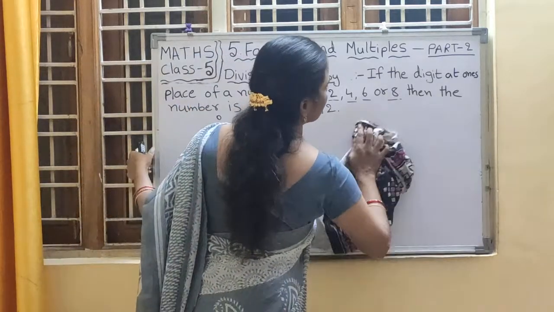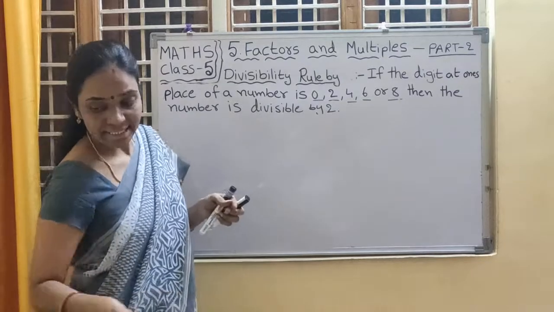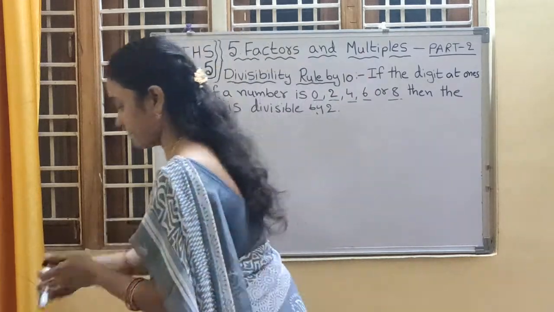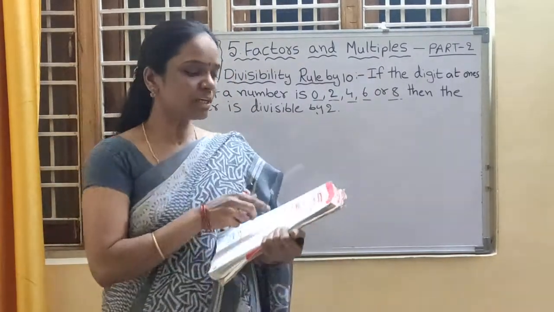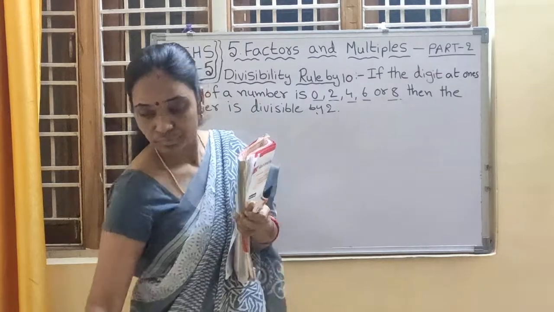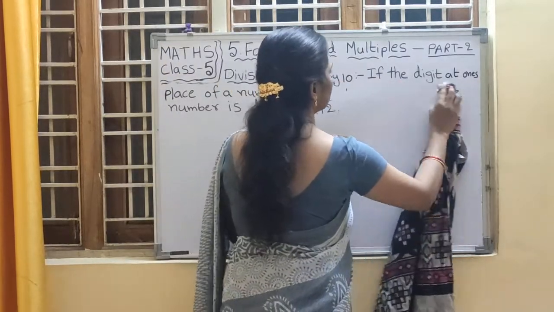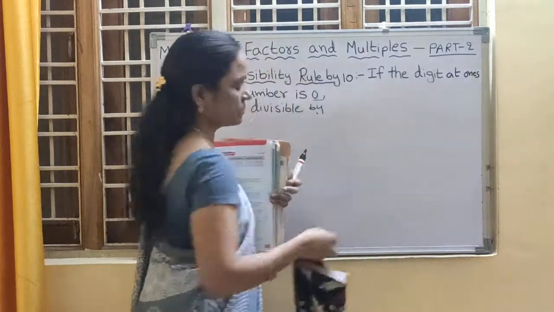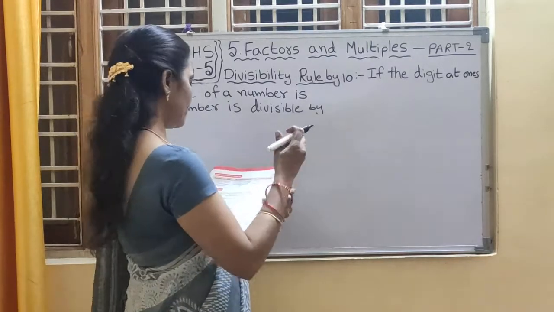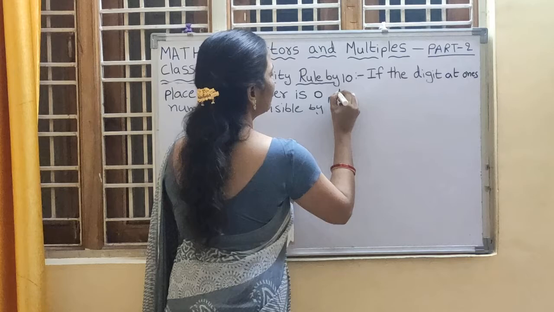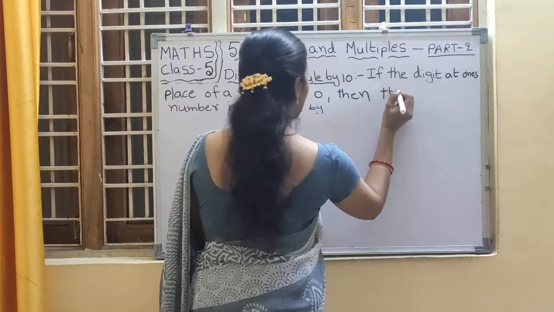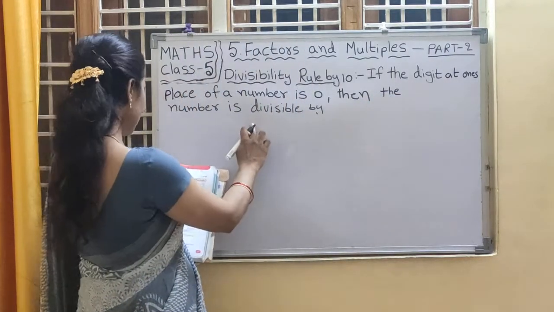What is divisibility rule by 10? If the digit at ones place of a number is 0, then the number is divisible by 10.